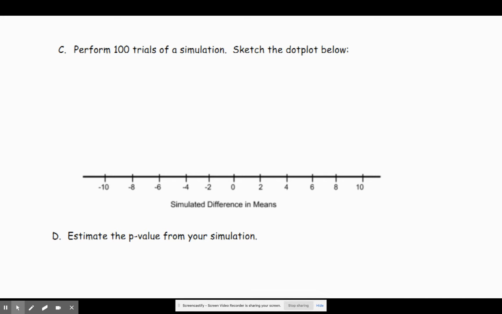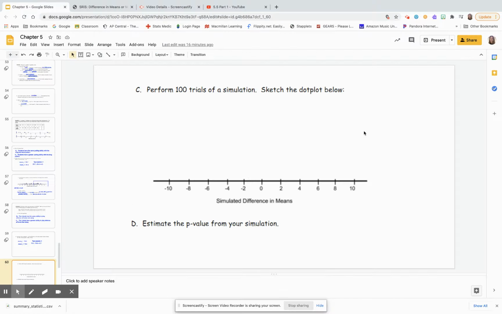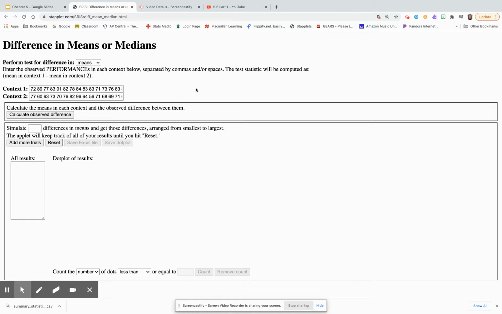Now, step number 3, this is where we have to perform our trials of our simulation. I'm going to show you how to do that now using the applet. So let me exit out of here for a quick second. This is the applet that you're going to use, and it's called difference in means or medians. You can actually use it with either one, and in lesson 5.6, we'll use it with medians. There is a little drop down here that lets you indicate which one you want to use, and we're going to leave that as means.